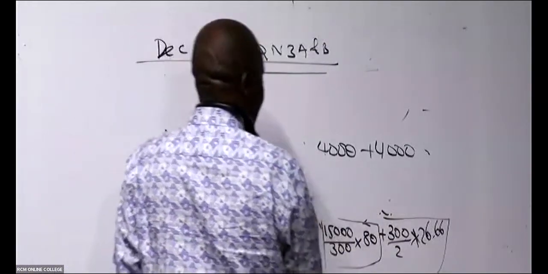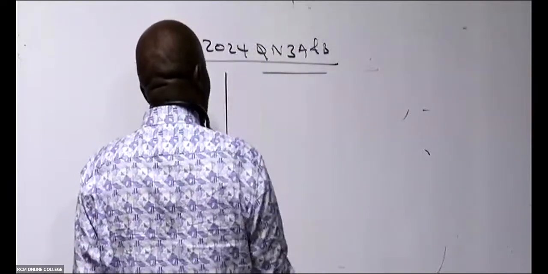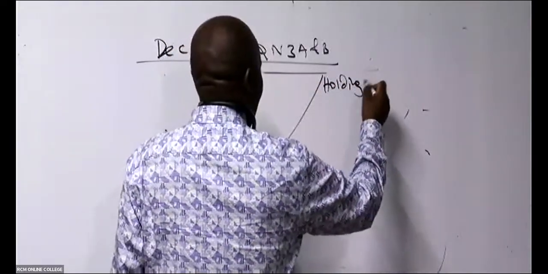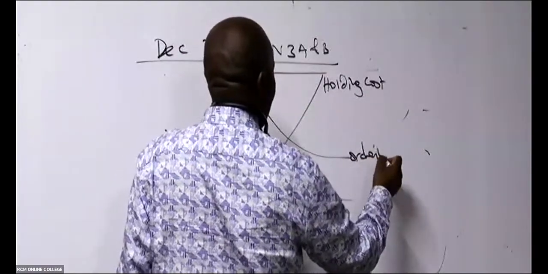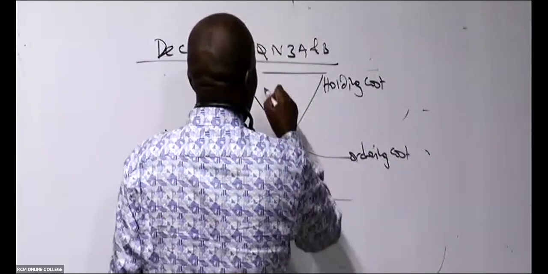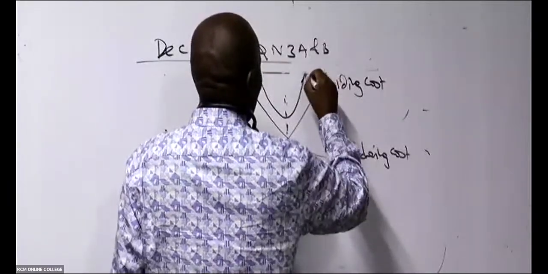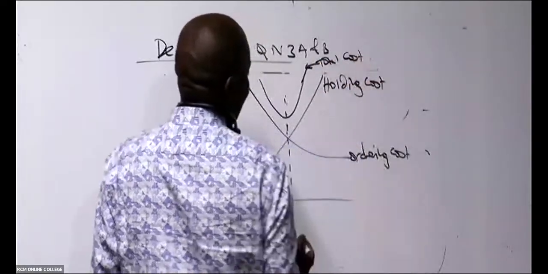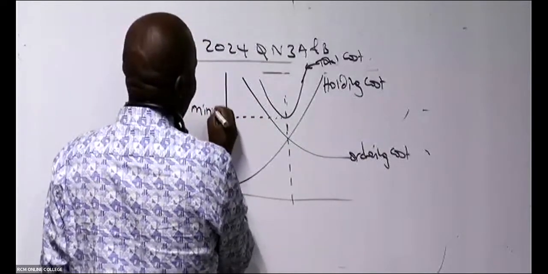Now, ladies and gentlemen, please listen to me very carefully. Whenever we talk about EOQ, we shall be having holding cost behaving like this. These are holding costs. And then we have, in this case here, our ordering cost. And if you do your total cost profile, it will behave like this. This is total cost. And of importance to me is this minimum cost.